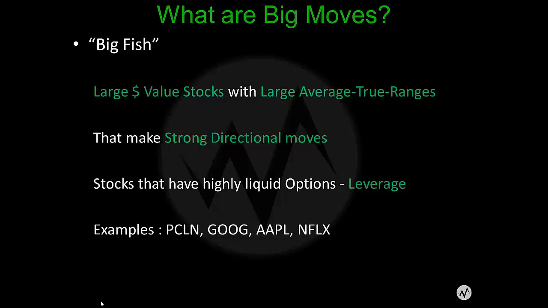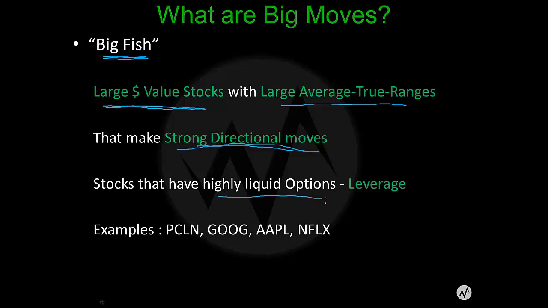What do I mean by that? What are the big moves? Well, big moves are those opportunities that we can take advantage of in individual stocks and ETFs. Now, big moves are conducted in securities that I consider big fish. Big fish stocks and ETFs are basically large value stocks with large average true ranges. Okay, these stocks make strong directional moves, and these stocks also have highly liquid options.